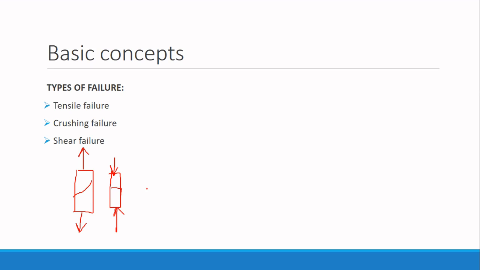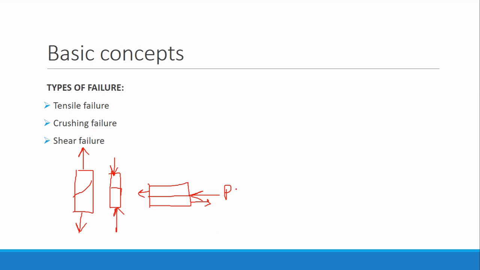Last is shear failure. So if I have a body lying over a table, then let us assume that it is subjected to a horizontal force P. Because of the force P, the body may split into two equal halves or two different halves, and each part may slide in two opposite directions. The top part may slide to the left side and the bottom part may slide to the right side. Such kind of failure is known as shear failure.